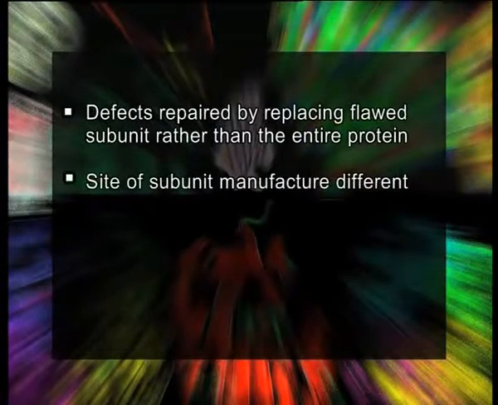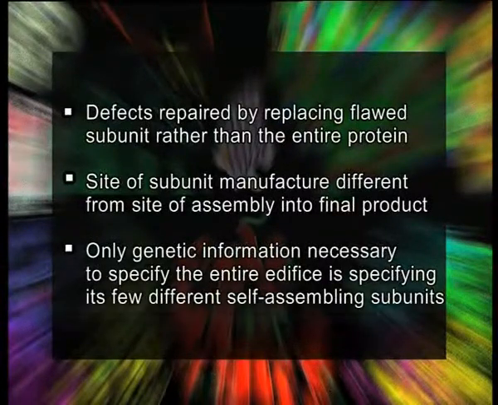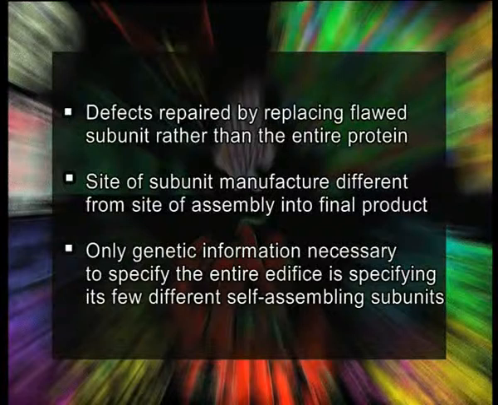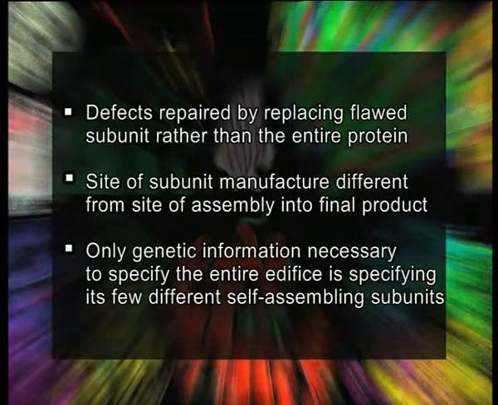In large assemblies of proteins such as collagen fibrils, the advantages of subunit construction over the synthesis of one huge polypeptide chain are analogous to those of using prefabricated components in the construction of a building. Defects can be repaired by simply replacing the defective subunit rather than the entire structure. The site of subunit manufacture can be different from the site of assembly into the final product, and the only genetic information necessary to specify the entire structure is that specifying its few different self-assembling subunits.